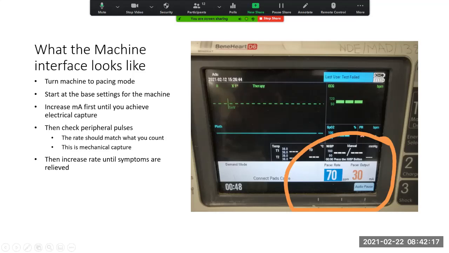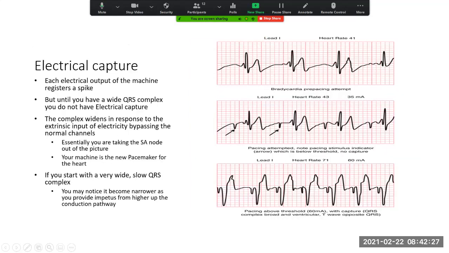So basically you increase the rate until symptoms are relieved. Your patient wakes up, the BP improves, the patient feels a whole lot better, okay? So that's more or less what it is. All right, so this is what we mean by electrical capture, okay? So this is a bradycardia, right? Before we try doing anything.